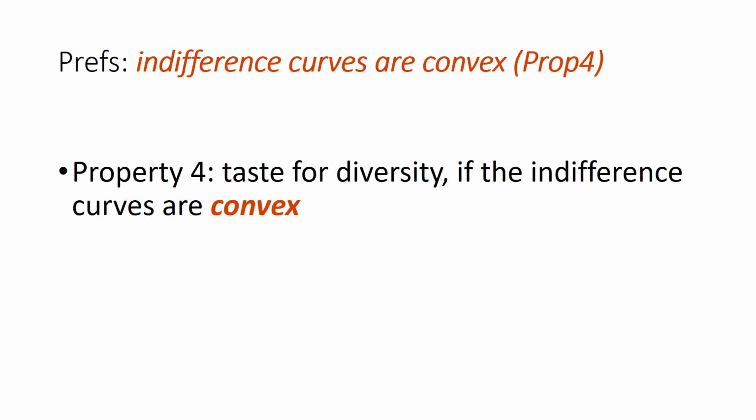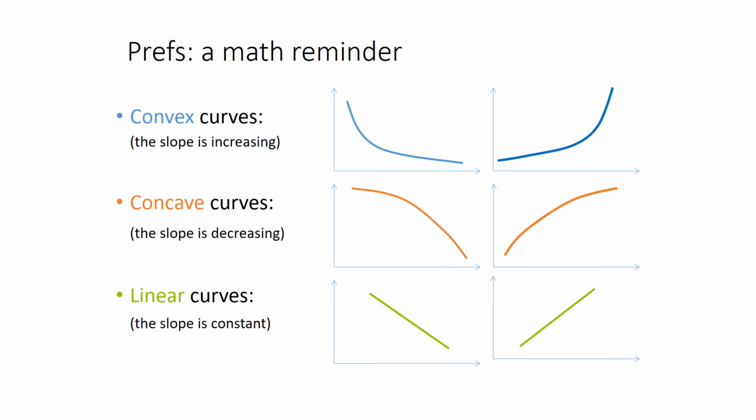Property number 4, taste for diversity, is going to be represented by the fact that indifference curves are convex. Just a reminder on convexity. Your curves can take 3 different shapes.